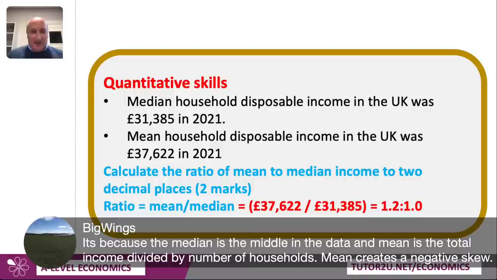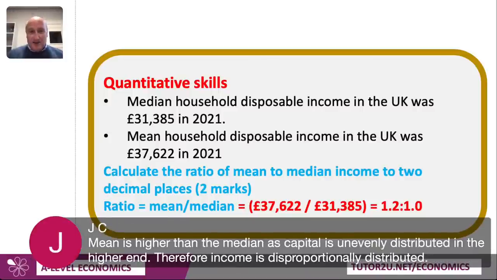It's because the median is the middle in the data, and mean is the total income divided by the number of households. Mean creates a negative skew. I could not improve that answer. Of course, the pay of people at the top, the top 1% in particular, drives the mean up.